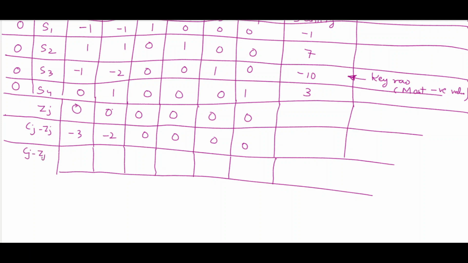Now compute Cj minus Zj divided by the corresponding element in the key row. For this column, the corresponding element of the key row is minus 1. So minus 3 divided by minus 1 is 3. Similarly for this one, minus 2 divided by minus 2 is equal to 1. Likewise you will get 0, 0, 0, 0. After that we choose the smallest of all the positive values. Zeros we cannot choose. Out of 1 and 3, 1 is the smallest, and that smallest value gives the key column.